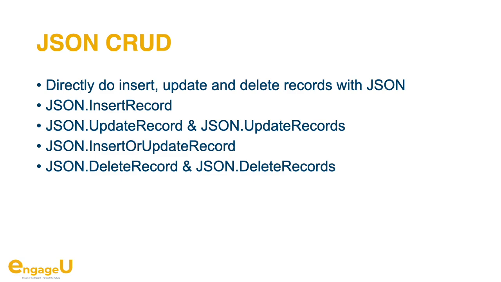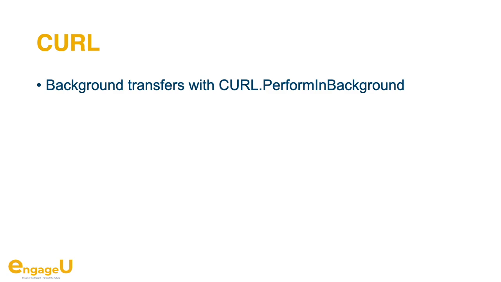Also, you can delete records using JSON, which can be handy sometimes. Then we have a lot of curl functions. Curl is a library to do uploads and downloads, web transfers, FTP, email. And we have functions to run things in the background, which can be very useful because your user doesn't need to wait for a download to finish.